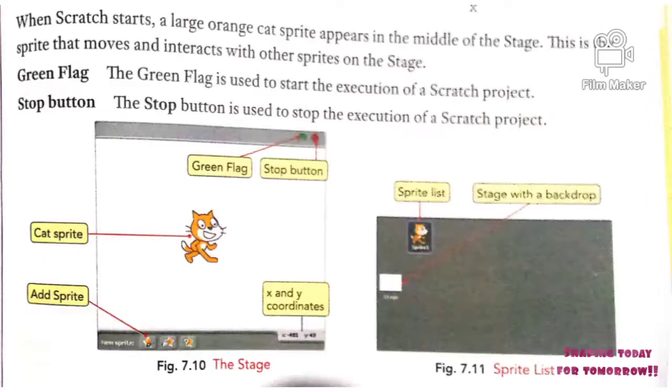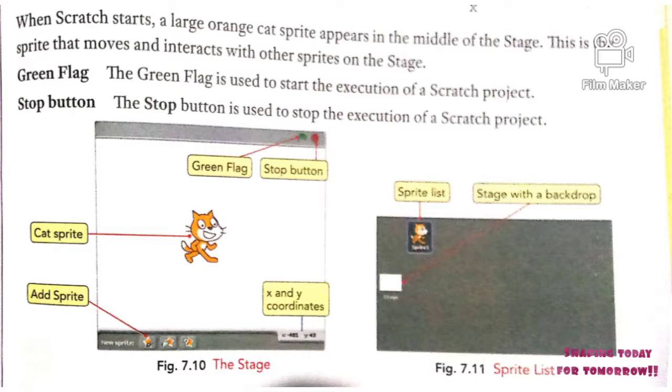When Scratch starts, a large orange cat appears in the middle of the stage. This is the sprite that moves and interacts with other sprites on the stage. So students, whenever you start this Scratch program, a large orange cat will appear in the middle of the stage, and this is the cat that will interact with the other sprites on the stage.